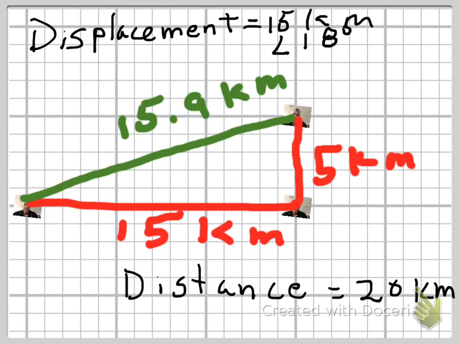So our distance covered was 20 kilometers. It doesn't matter what direction, Mr. Jones rode 20 kilometers. But his actual displacement was 15.9 kilometers at 18 degrees north. So hopefully we've got an idea of the difference between distance and displacement. Distance is a scalar quantity, just tells us how far. Displacement is a vector quantity that tells us how far and in what direction from the beginning position to the ending position.